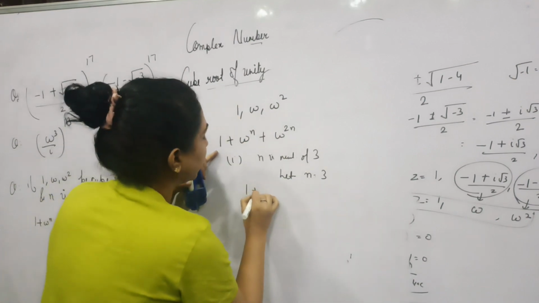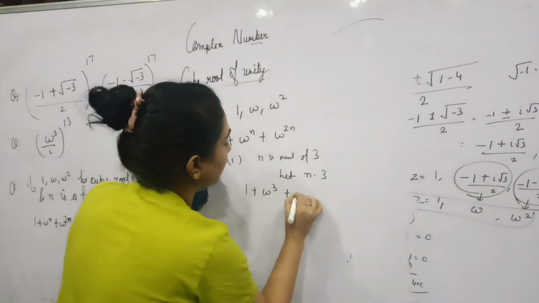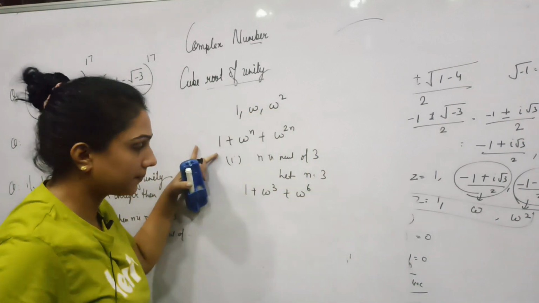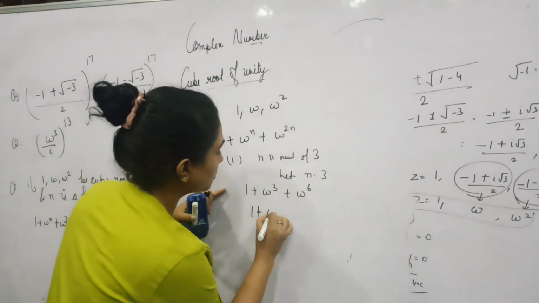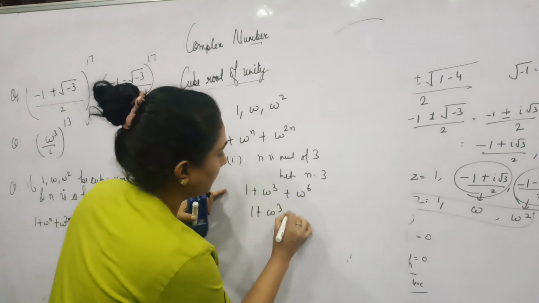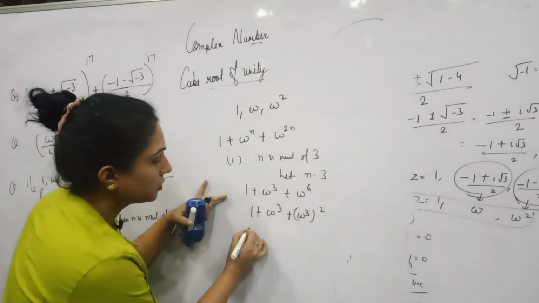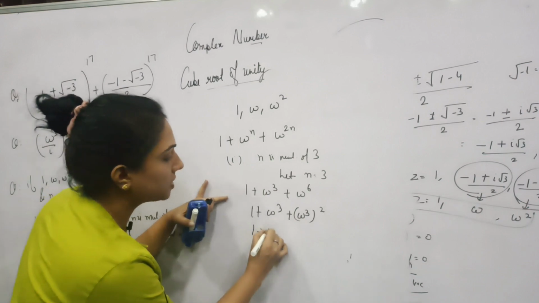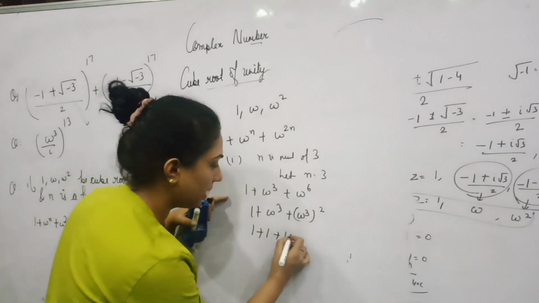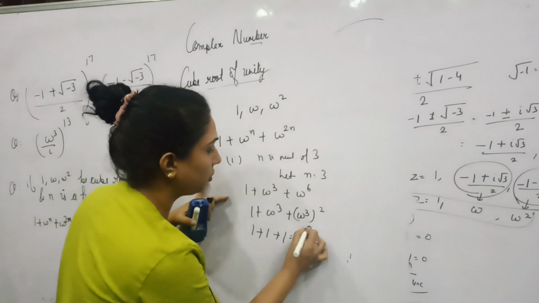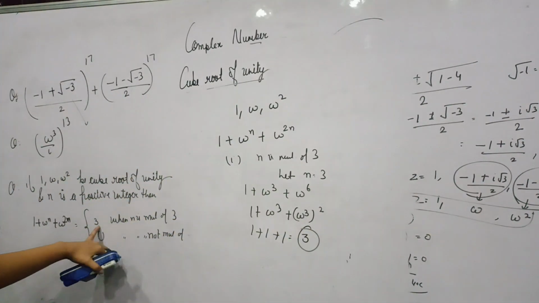We will get 1 plus omega cube plus omega raised to power 6. So 1 plus omega cube plus omega cube square. We can write it as this. So 1 plus, we know omega cube is 1, again omega cube is 1, and 1 square is 1. This is equal to 3. We get the answer 3.